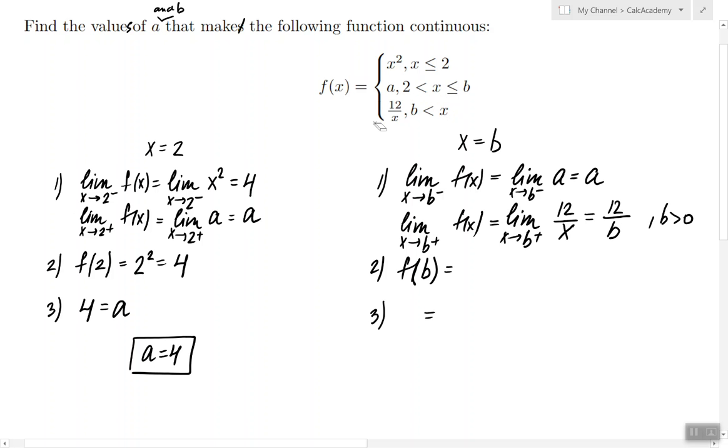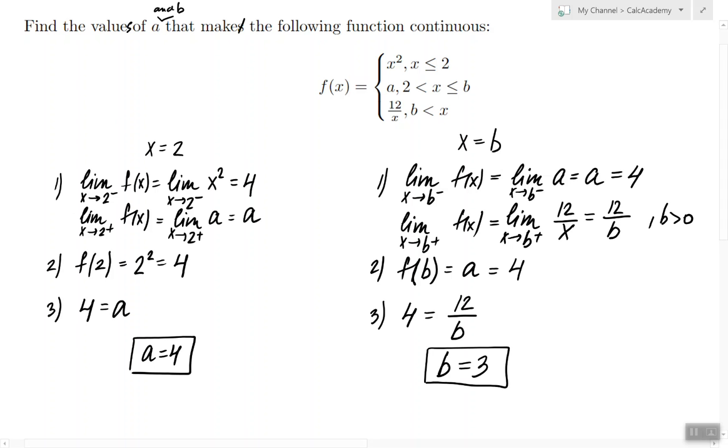And now what is f of b? F of b, this is what defines f of b. F of b is just a, which earlier we found to be equal to 4. So now if we want f of x to be continuous at x equals b, we have to have 4 equal to 12 over b, which means that b is 3. So the values of a and b that make this given function continuous are 4 and 3.